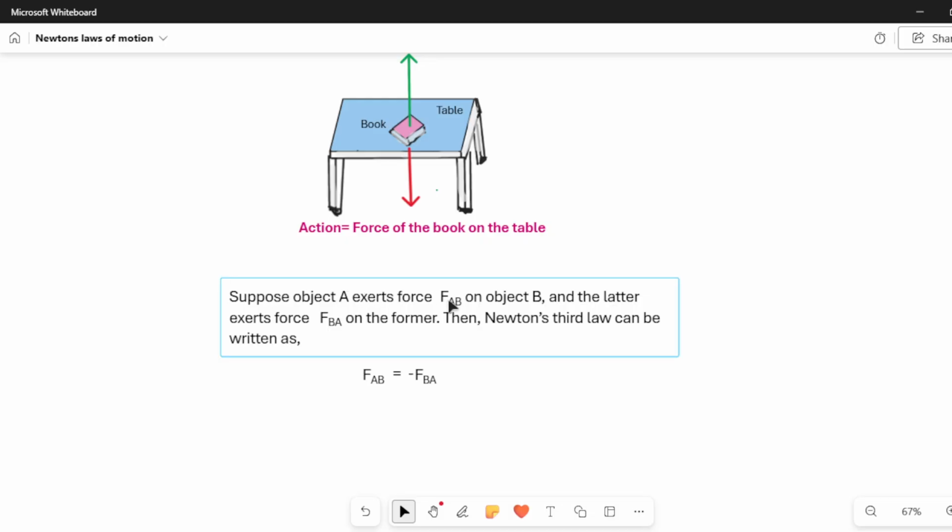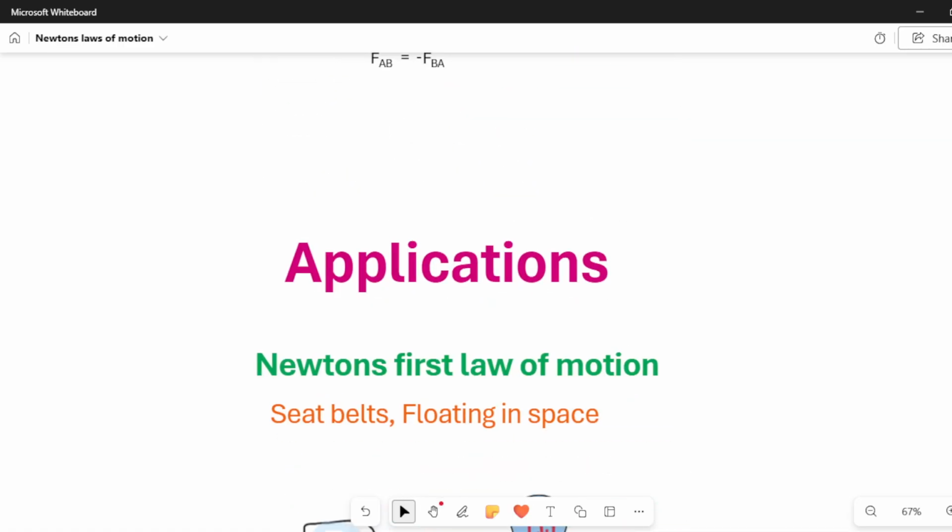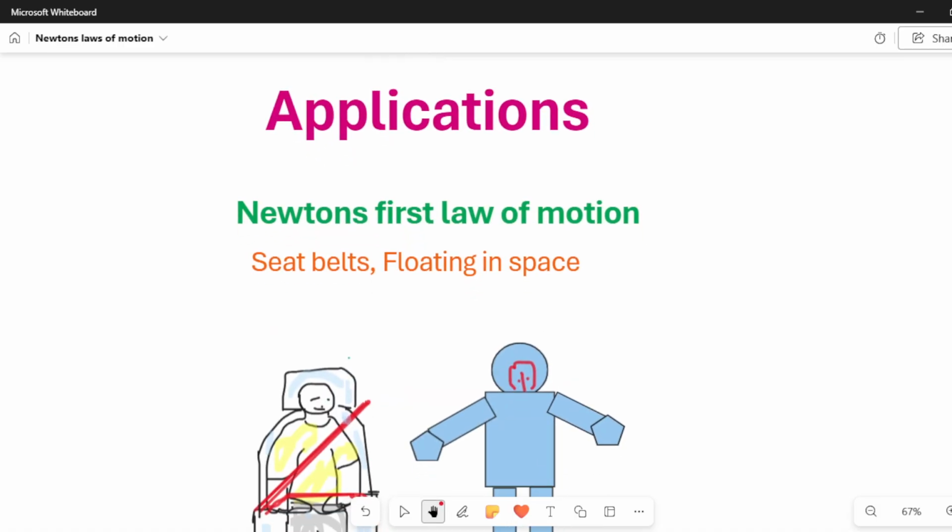Suppose object A exerts force FAB on object B, and the latter exerts force FBA on the former, then Newton's third law can be written as FAB is equal to minus FBA, because both are in opposite directions. That's why the minus sign. So I hope you have understood the three laws of Newton. Now we will see the applications where these laws are applied in real life.